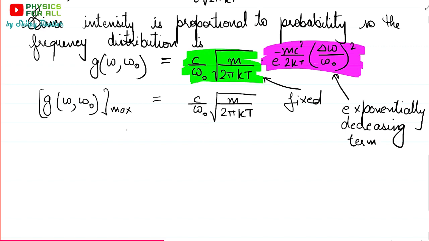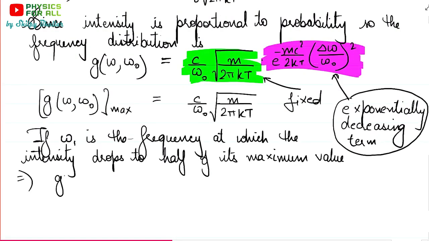So we have found the g omega omega naught maximum and now we have to find what will be the value of this function at half of the intensity. So let's say again that omega 1 is the frequency at which the intensity drops to half of the maximum value. So we can write that the line function will be denoted by g omega 1. We mention g omega 1 just to differentiate it from this g omega omega naught maximum. So we are saying that omega 1 is the frequency at which intensity drops to half of the maximum value and the maximum value is g omega omega naught max.